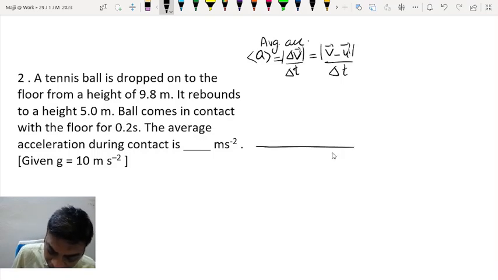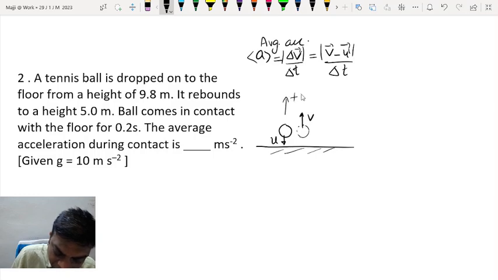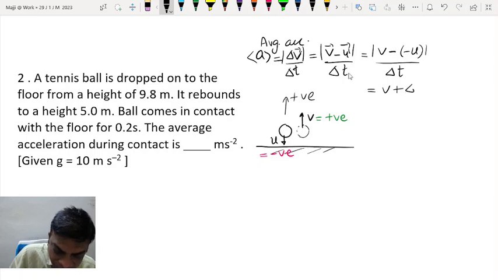Now here, suppose this is a floor. The ball strikes the floor with a certain velocity u and it rebounds with a certain velocity v. So if I take the upward direction as positive, then the downward direction will be negative. In other words, v will be positive and u will be negative. Therefore, magnitude-wise it is v minus u, that is, v plus u.